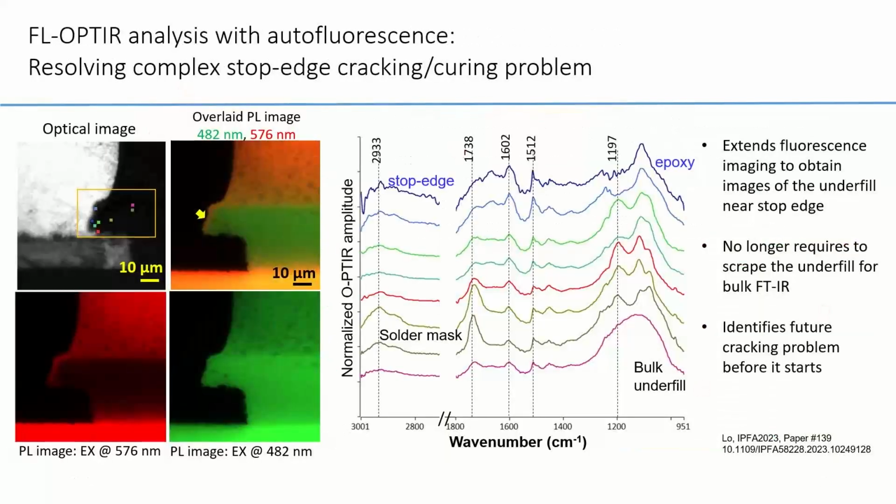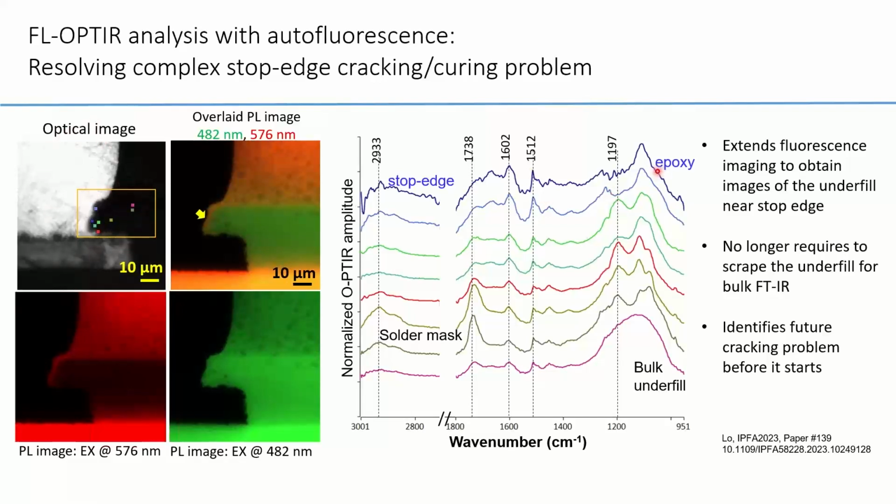Right. Another example here: this stop edge, it's called, may sometimes lead to a micrometer-sized void that could be easily cracked in the field. With the co-located fluorescence, we can rapidly sort out or look for contrast in the fluorescent image that is not always clear in the optical image.